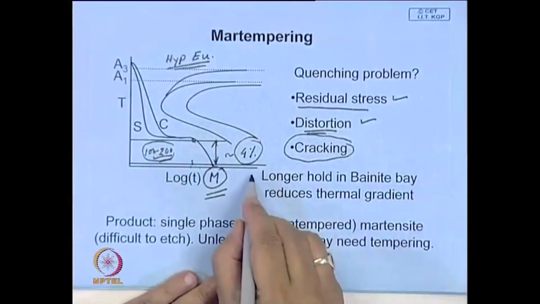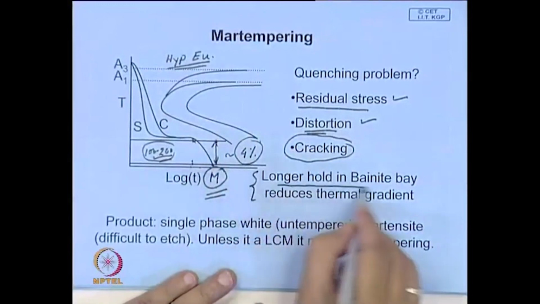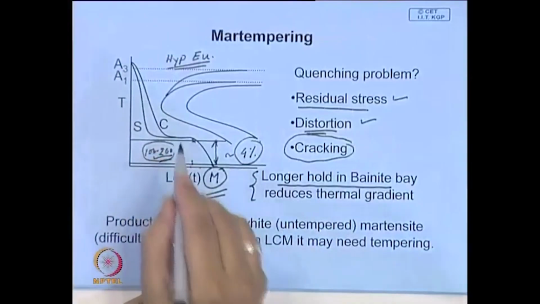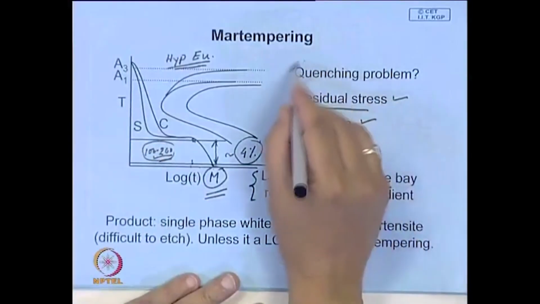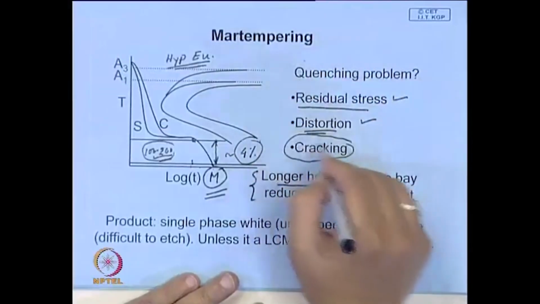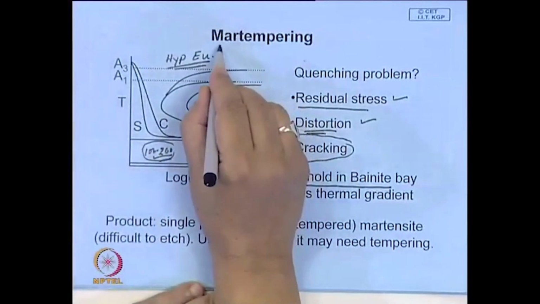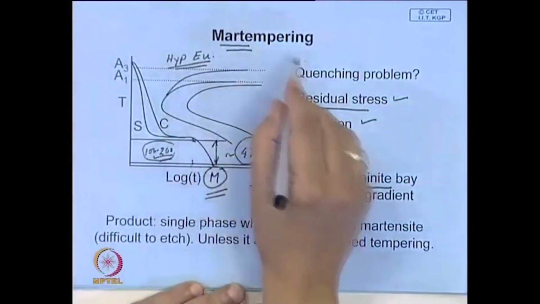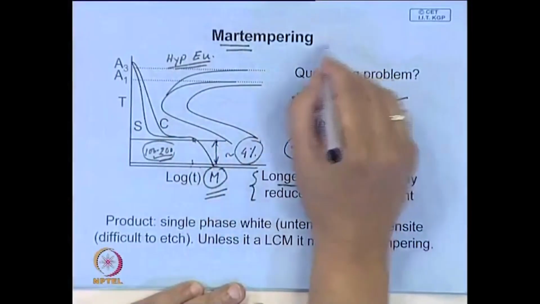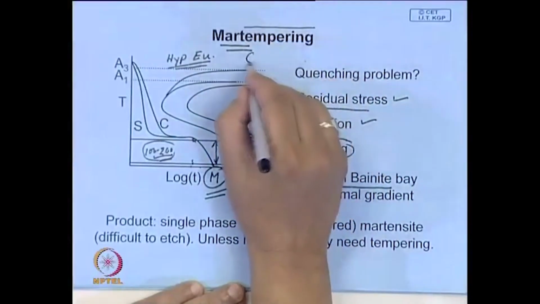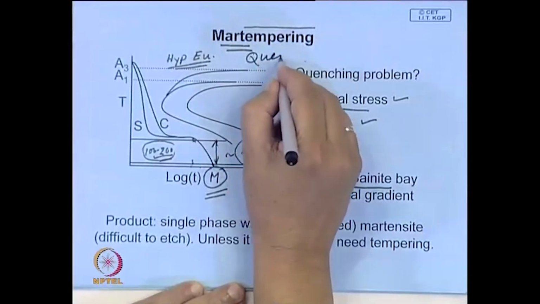So, what happens in this particular treatment, you give a longer hold in Benedict Bay, and by holding this you are minimizing thermal gradient, therefore, you are overcoming these stress related problems. So, this treatment is known as Mar tempering, or sometimes it is also known as Mar quenching. So, instead of tempering you call it quenching, Mar quenching.